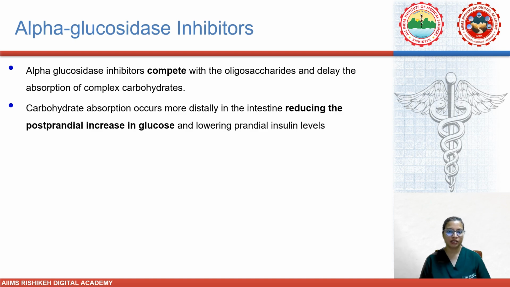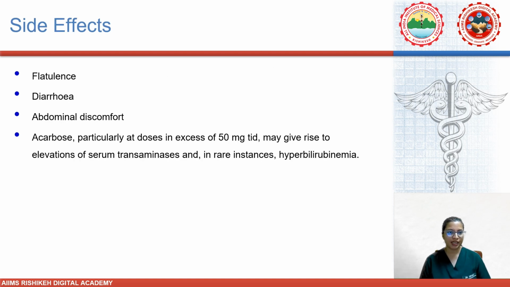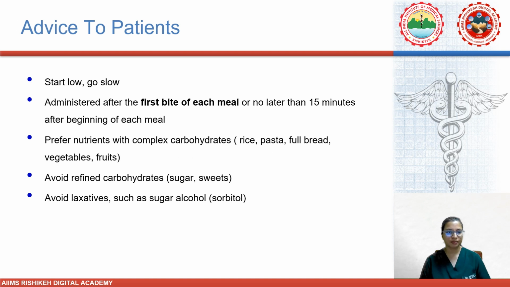Side effects of these drugs include flatulence, diarrhea, abdominal discomfort. Acarbose, when given in doses in excess of 50 mg TDS, may give rise to elevation of serum transaminases and in rare instances hyperbilirubinemia. So what advice will we give to the patients? They should start at a low dose and go slow.